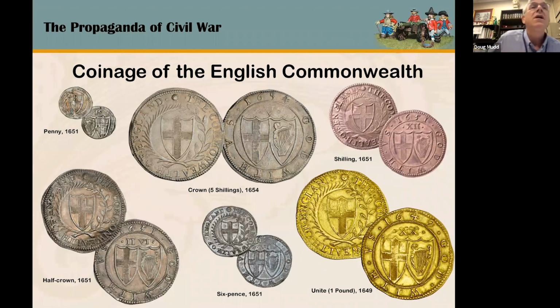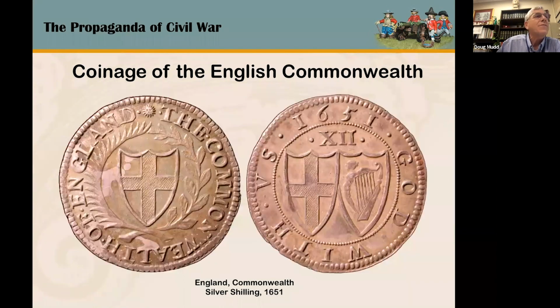Most notable is the absence of a portrait in keeping with Republican ideals. So the denominations remain the same, but you can see there's a quite different look, and we'll look at these a little bit in more detail here. So you've got the penny, the crown, the shilling, a unite, sixpence, and half crown, plus other denominations. We'll start with a silver shilling.